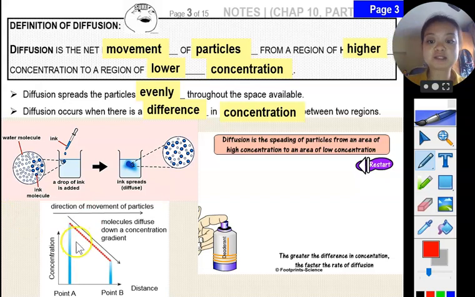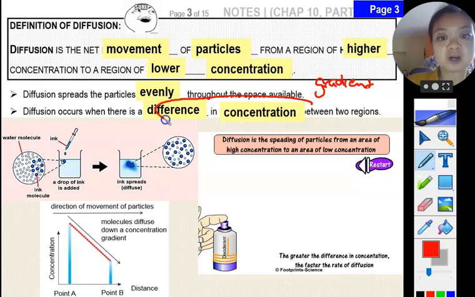Over here you can see that point A is taller than point B. So there is a difference in height, and because of that, there is a difference in concentration. Point A has more, that's why it's taller, versus point B having less, that's why it's shorter. So the particles will move down this concentration difference, and in science, we call this a gradient. Difference in concentration is also known as a gradient.